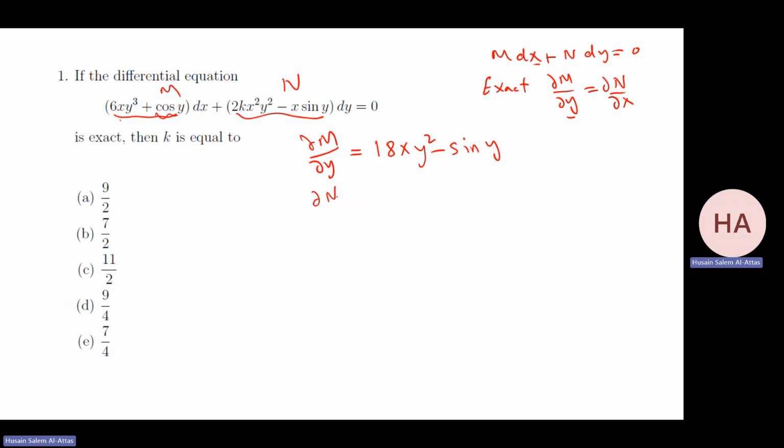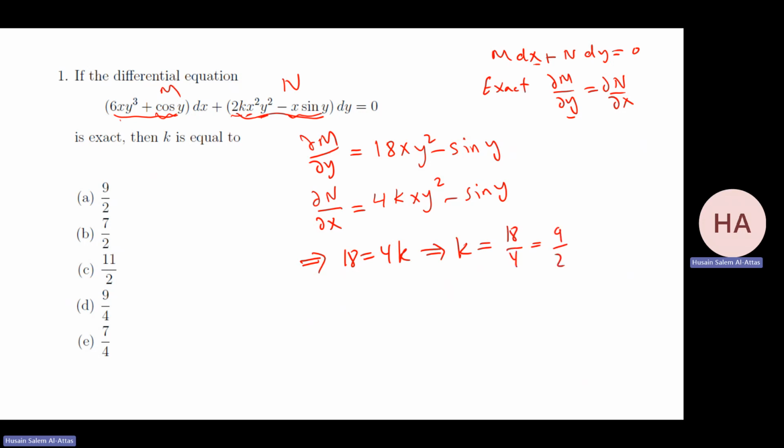Then what is partial N with partial x? I consider now 2k y squared as constant. What's the derivative of x squared? It is 2x, so I have 4k xy squared. And here, sine y is just a constant, that will be minus sine y. When these two are equal, very clear, I have 18 equals 4k. So k will be 18 over 4, which is 9 over 2. And that will be my answer.